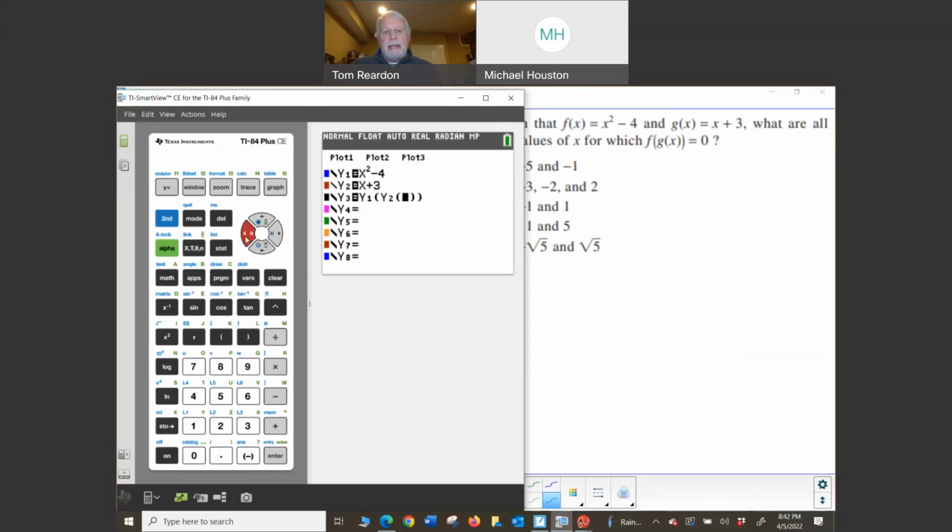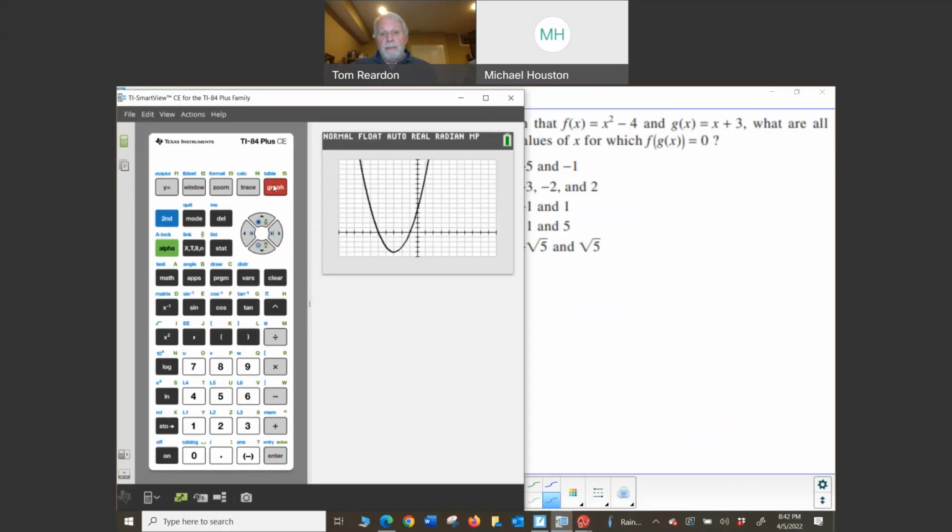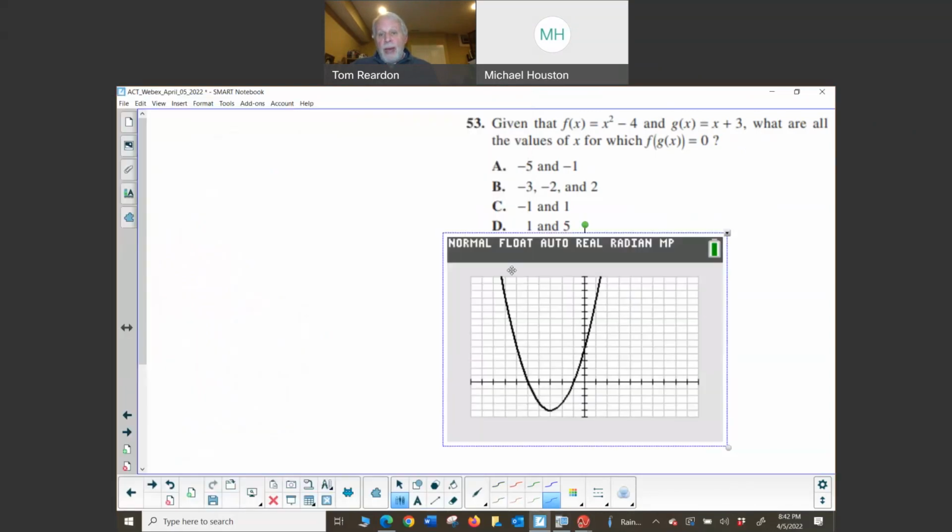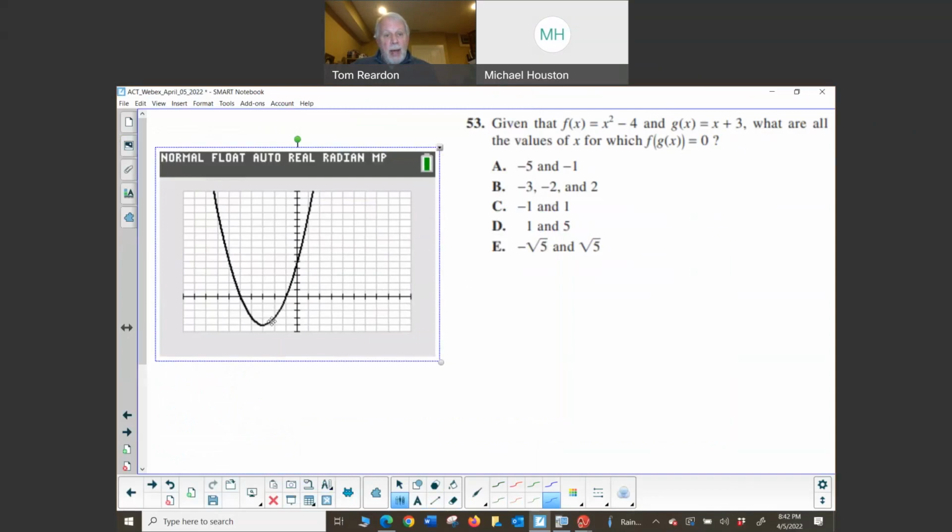And since I don't really care what the graph looks like for y1 and y2, I'm going to turn those off by pressing enter on the equal sign. So I'm only going to graph the composition function and see where it's 0. And so now when I pull that off, I can see that that's 0 at -1 and -5. I could even do the zeros. I could trace to them, whatever you want to do. But on this test, I just want to get an answer fairly quickly and accurately.